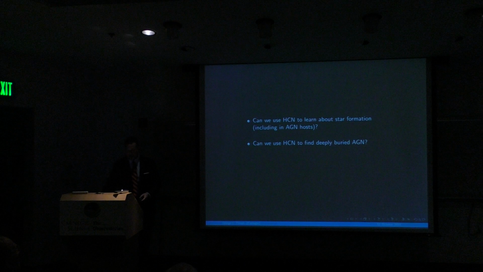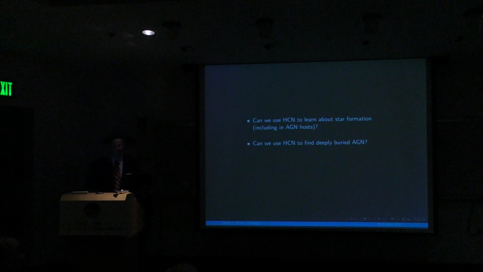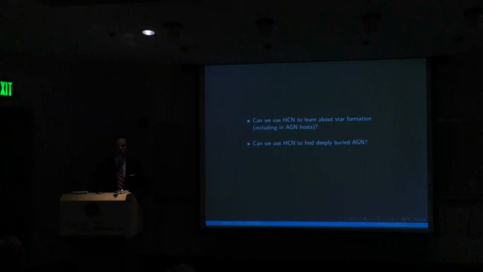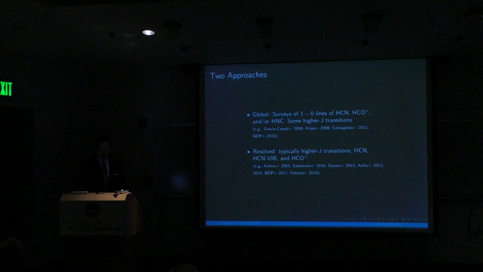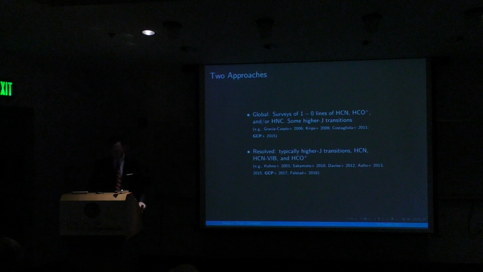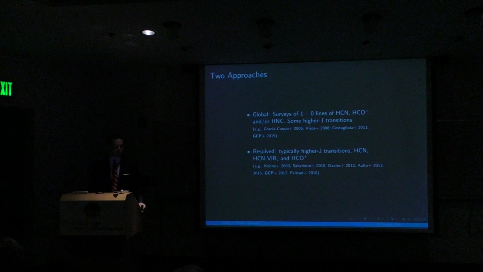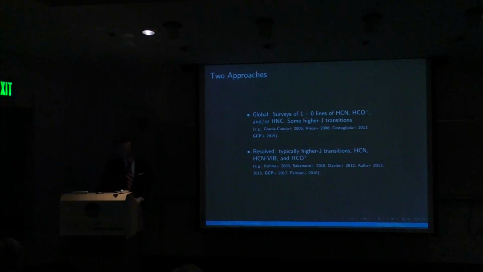So the two questions I want to ask are, can we understand the excitation and abundance effects well enough to use HCN to learn about star formation in galaxies? And then empirically, can we use this HCN enhancement to find buried AGN? So I'm going to go through those two things in turn. And the two approaches for the first topic are to either do global studies of the integrated emission from a large number of galaxies in these HCN and HCO+ lines, or do resolved studies of a smaller number of objects and really dig into the details. And I'll go through examples of each of those.